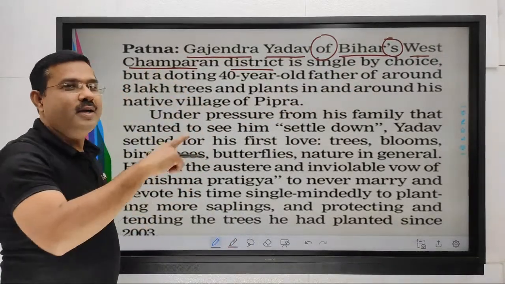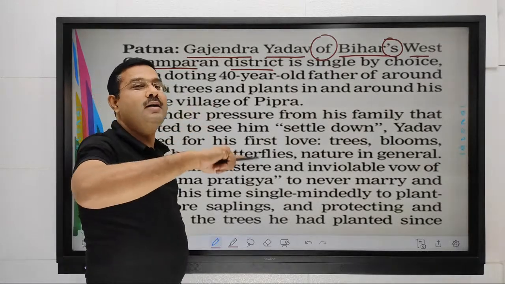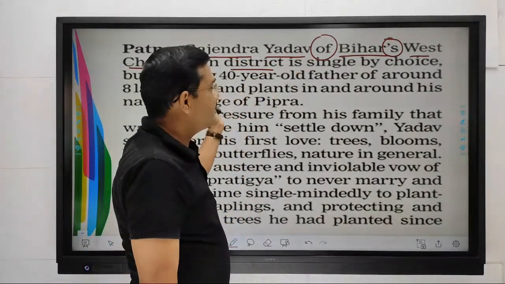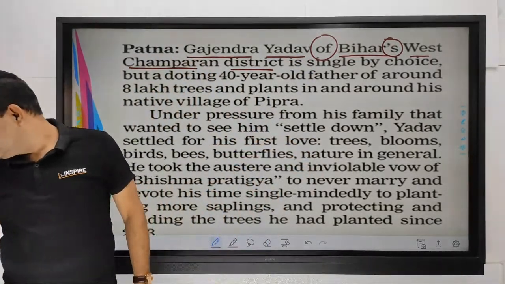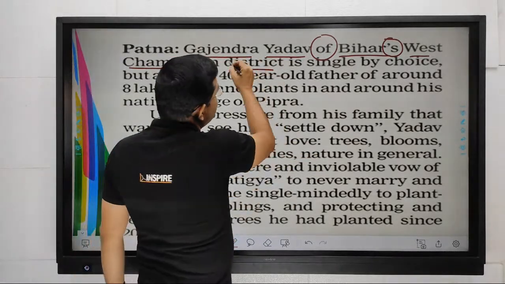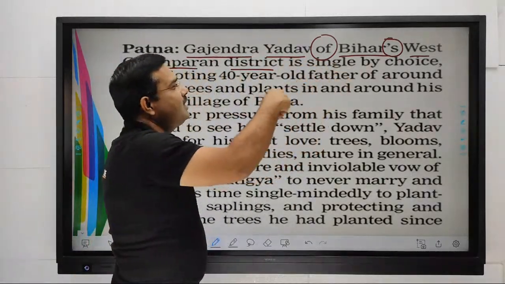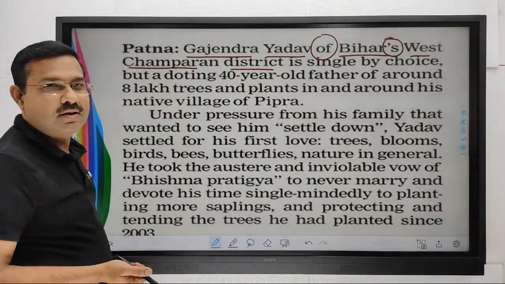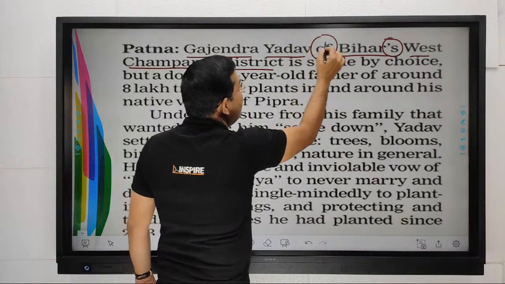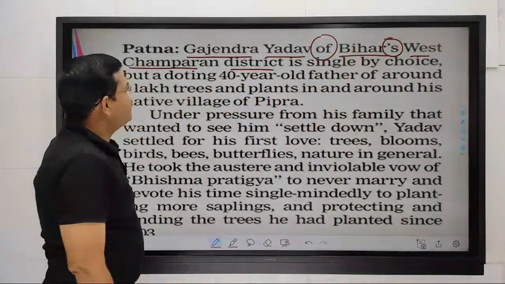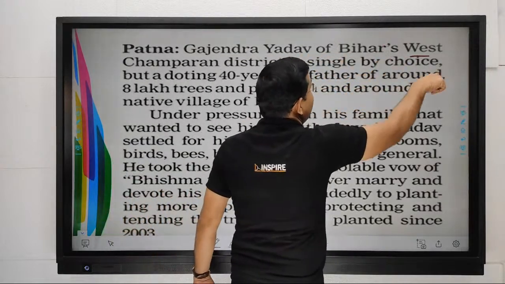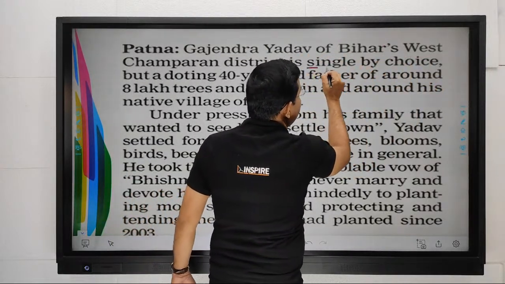गजेंद्र यादव ऑफ बिहार, मतलब बिहार के चंपारण के गजेंद्र यादव, बिहार के चंपारण डिस्ट्रिक्ट के गजेंद्र यादव मीन्स there are two apostrophes. तो हम ऐसा नहीं लिख सकते थे कि गजेंद्र यादव बिहार वेस्ट चंपारण डिस्ट्रिक्ट. What we have to write? Gajendra Yadav of Bihar's West Champaran district is single by choice. Single by choice.